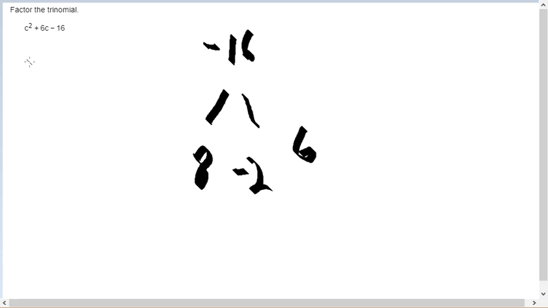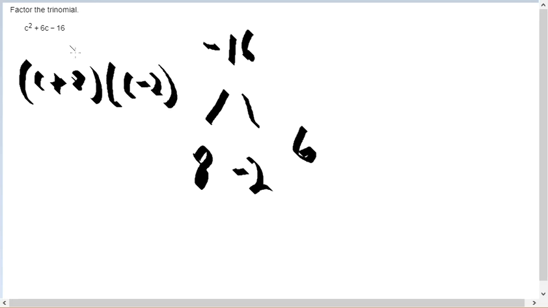So we can factor this trinomial up here like this as c plus 8, and then another binomial is c minus 2. And that's how you factor that trinomial.